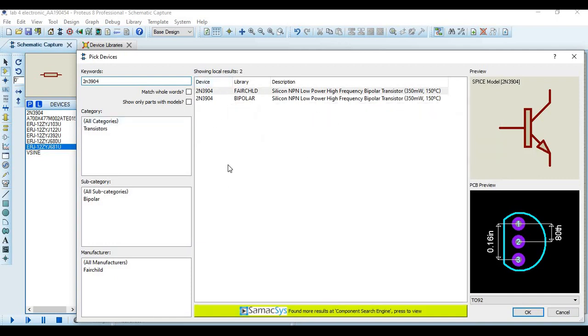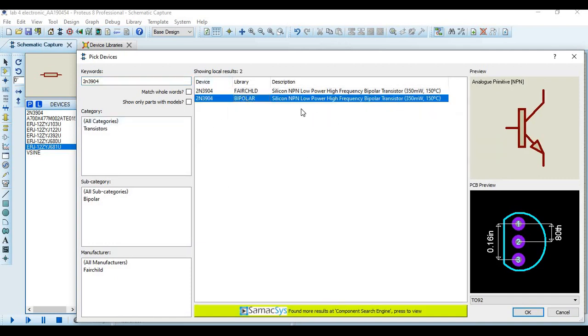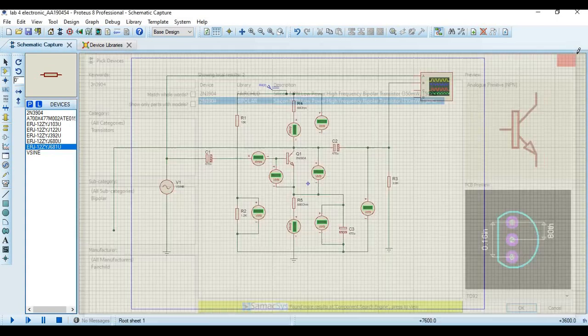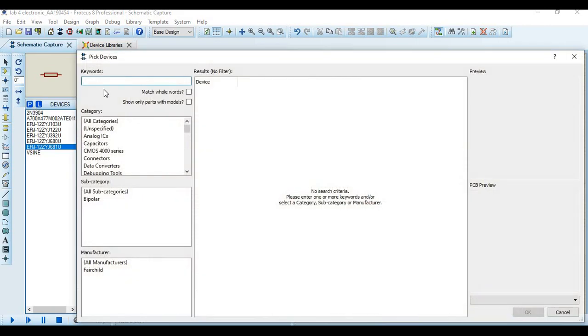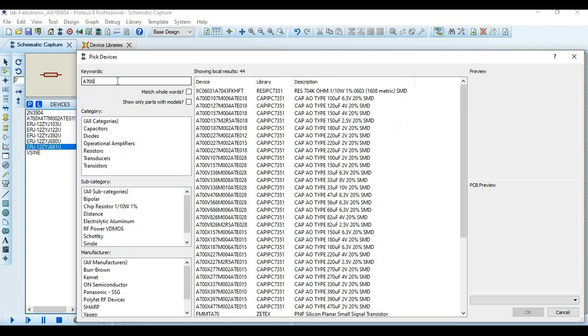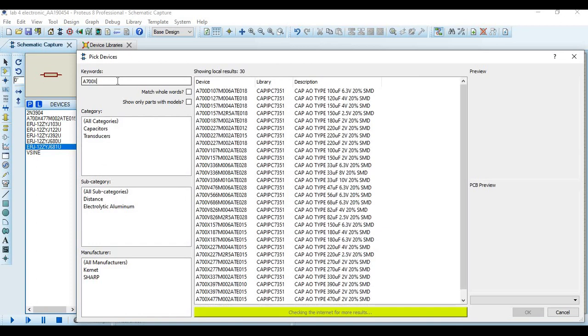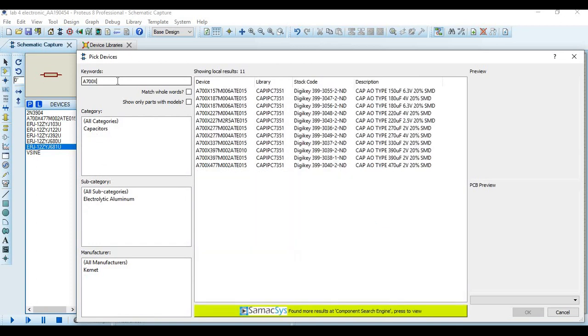Setelah keluar macam ni, nanti kita pilih. Dan untuk kita punya lab ni, kita pakai bipolar. Sama juga seperti lain. Contohnya kapasitor. Kapasitor kita ambil yang ini. Okey, setelah kita jumpa kapasitor kita tekan OK.